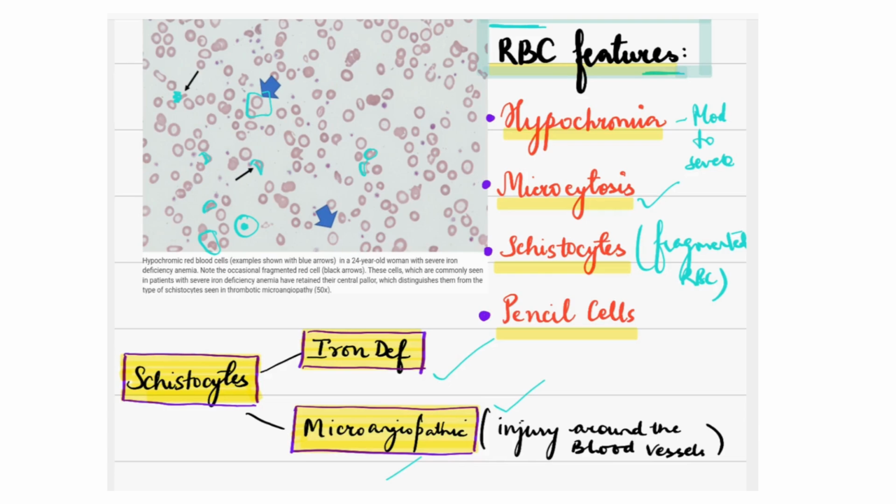And what other cells can I see? There is a bit of teardrop here. And yes, there's a pencil cell I can see. So these are the structures I see. And then again, serum iron studies. I will suggest serum ferritin.